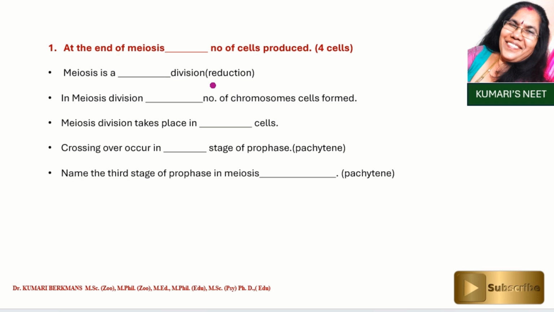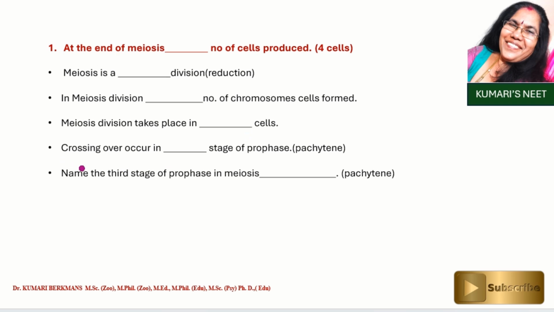23 moves towards one cell and another 23 moves towards another cell, in which division? Meiosis 1. Coming to the next one. In meiosis division, dash number of chromosomes in the cells formed. This I already told you here. It is n number of chromosomes. Coming to the next one. Meiosis division takes place in dash cells. In reproductive cells. In female it is called the ovary and in male it is called the testes.